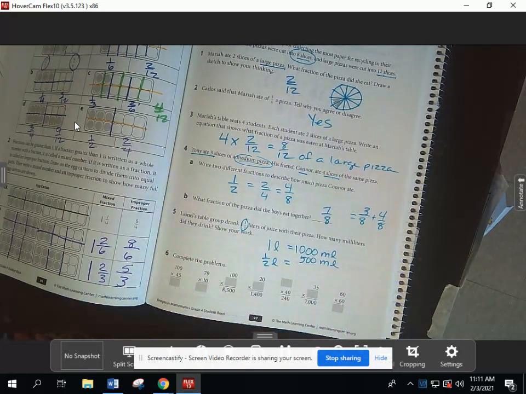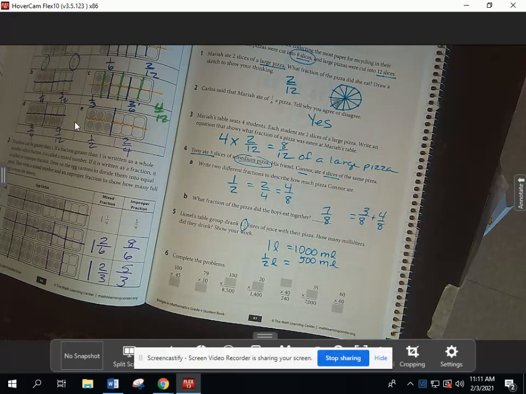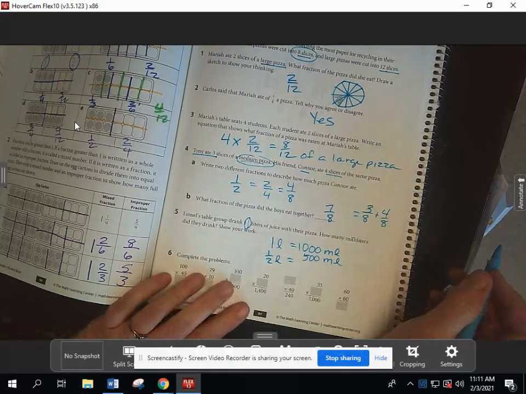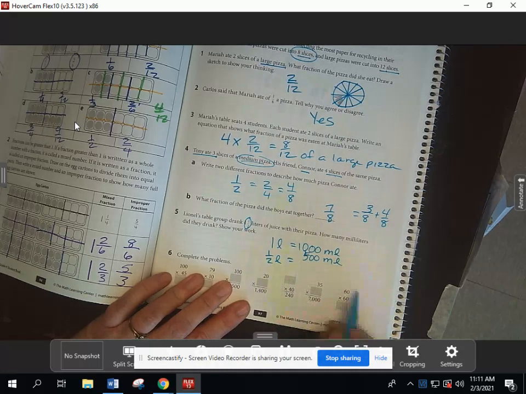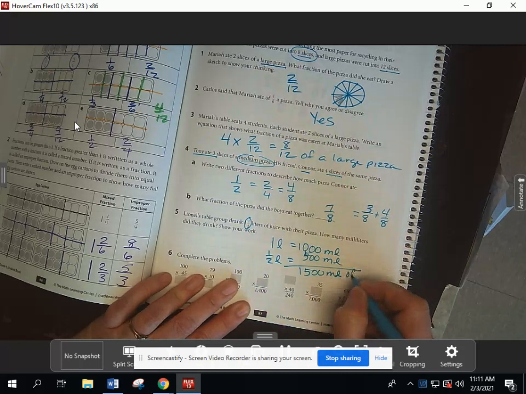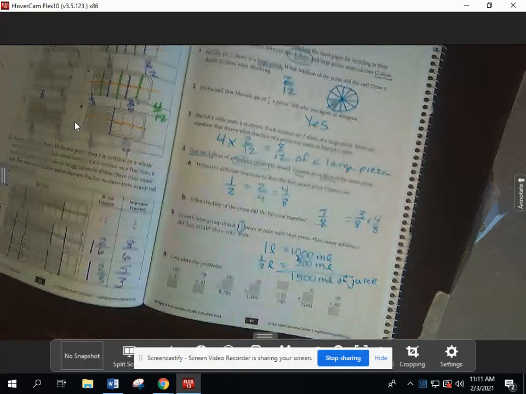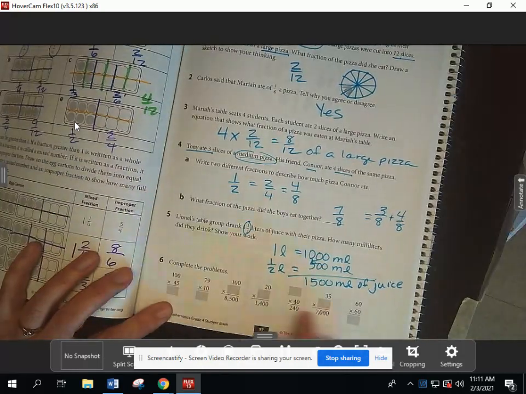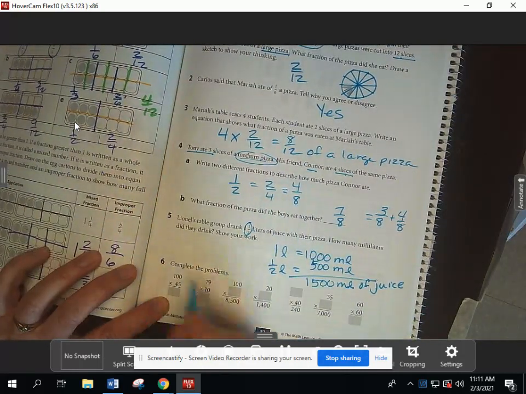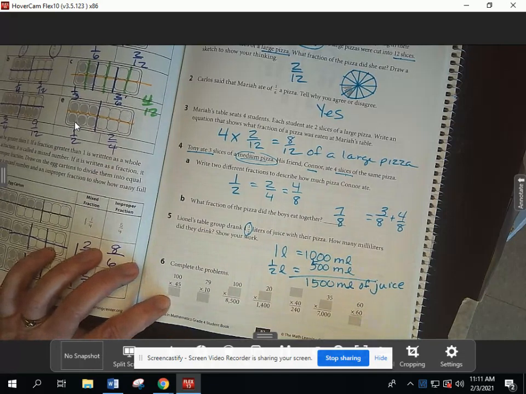So are we finished? No, because we still haven't answered the question. How many milliliters did they drink all together? They drank how many, Will? 1,500 milliliters of juice. Okay, and we just did a quick review on how to multiply these numbers. I am just going to go through this quickly so you can make certain your answers at home are right.